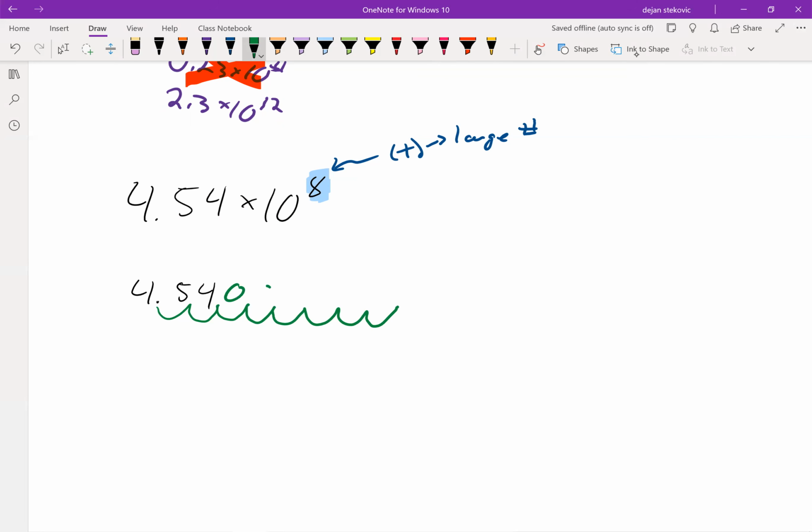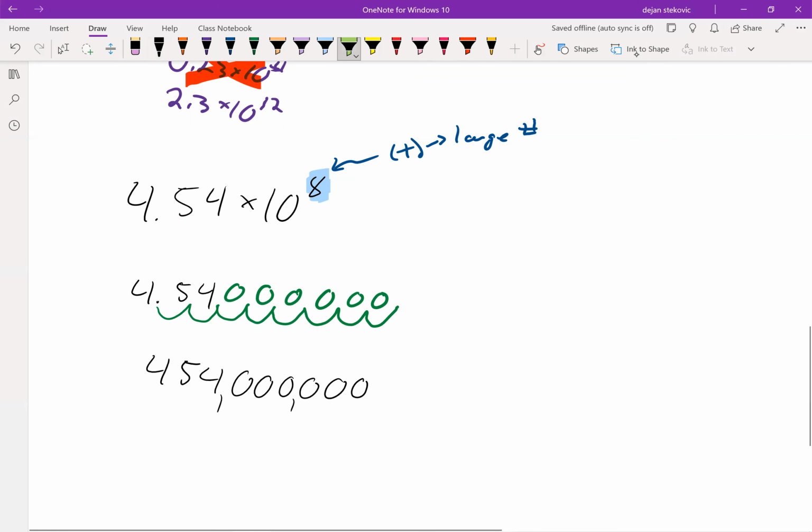And then what we do is we just add zeros in all of these spots and rewrite the number, right? So 4, 5, 4, and then let's see, there's 1, 2, 3, 4, 5, 6 zeros. And then of course you can add your commas if you'd like to make the number nice. But you see there's 1, 2, 3, 4, 5, 6, 7, 8 spots, and that's 10 to the 8th. So overall, with a little bit of practice, it shouldn't be too bad.